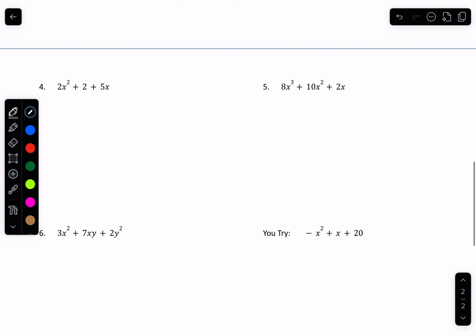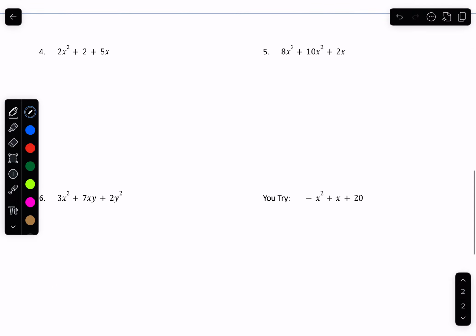All right, plenty more practice on the next page. Please try each problem before I go over it, because that is how you will learn best, by practicing before I show you. You now have the skills to do all of these. There's just a couple little differences between some of them. So first little difference. Number 4, we have 2x squared plus 2 plus 5x. Before you start doing any of these problems, you need to put it into standard form.